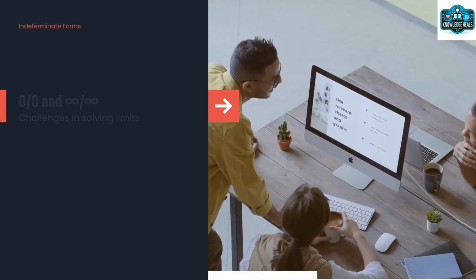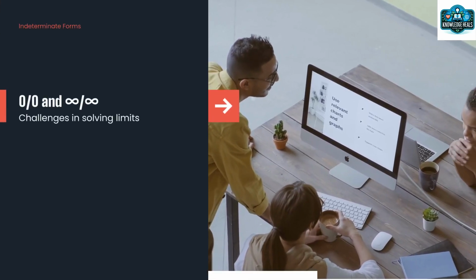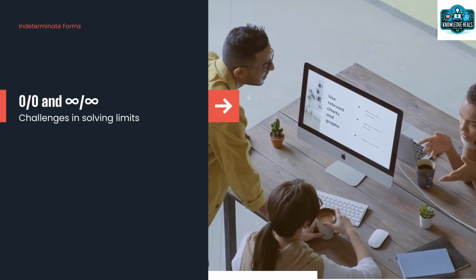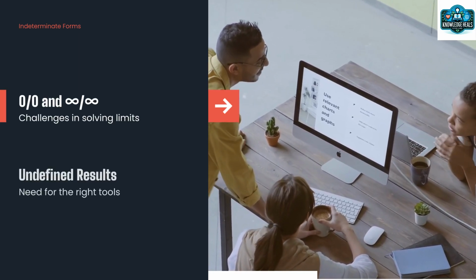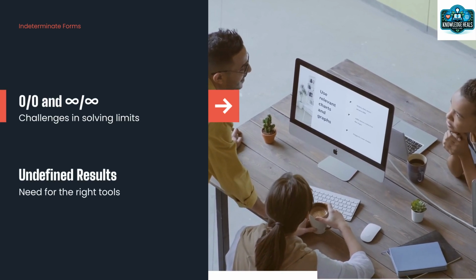Indeterminate forms like 0 by 0 and infinity by infinity often stump students. These forms arise when limits yield undefined results, making them tricky to solve without the right tools.